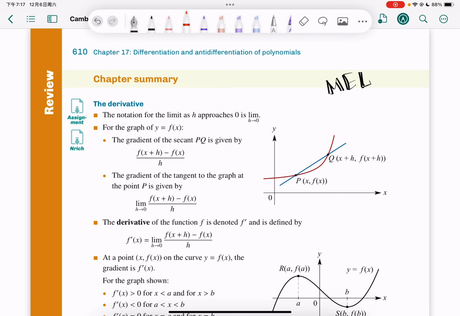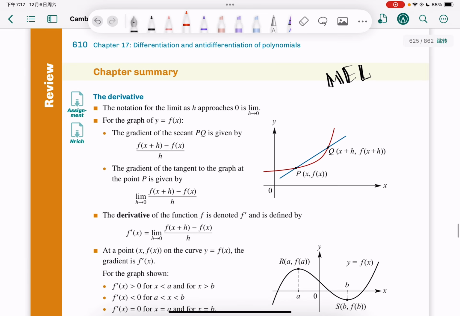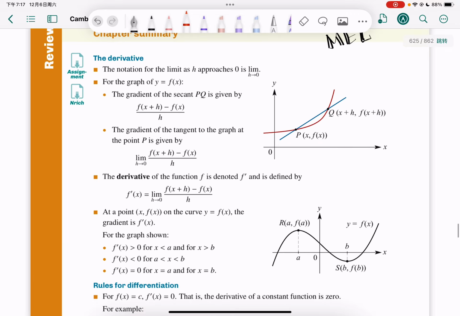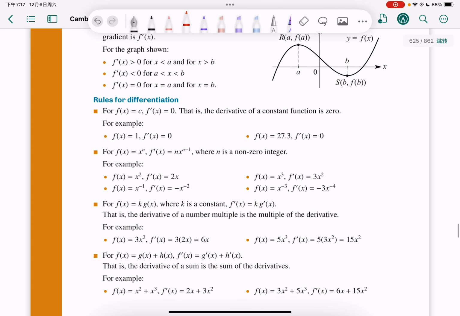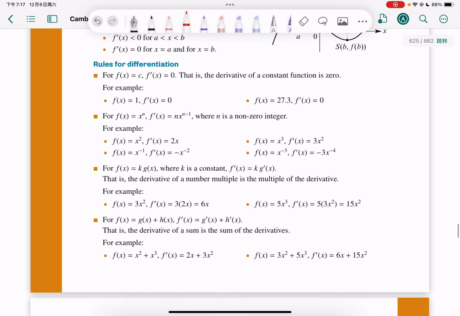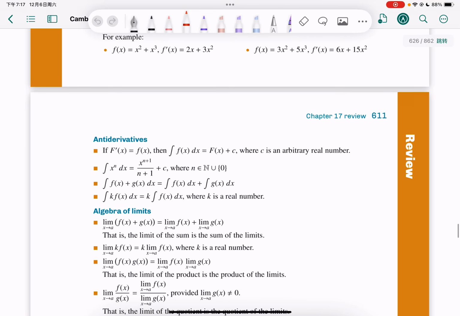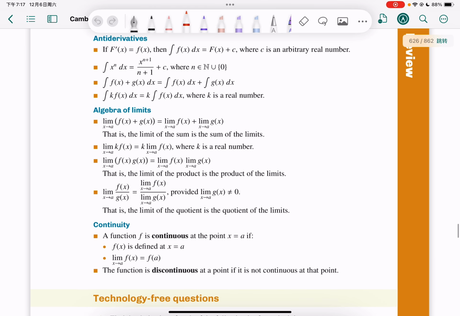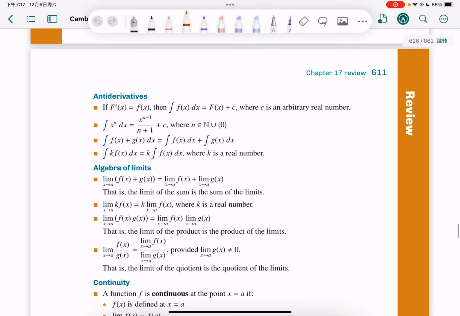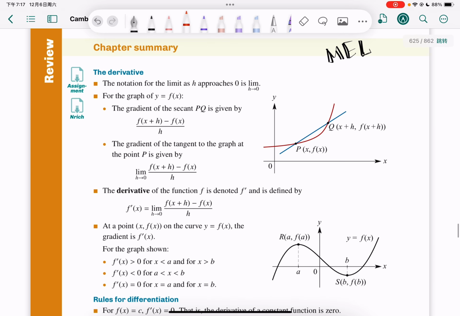Okay, so today's summary is mainly about the derivative and integral of polynomials, and some algebra of limit and continuity. Okay, let's go through bit by bit.